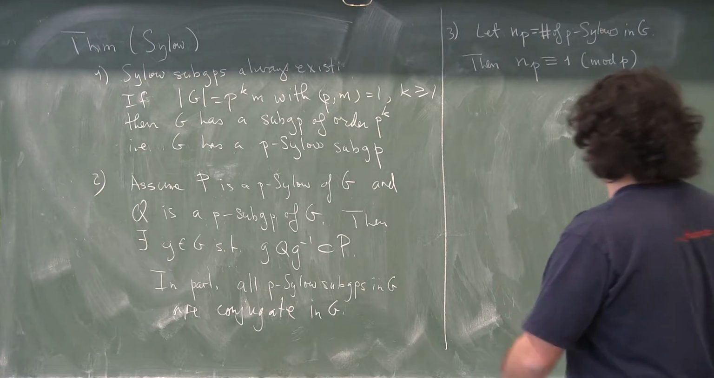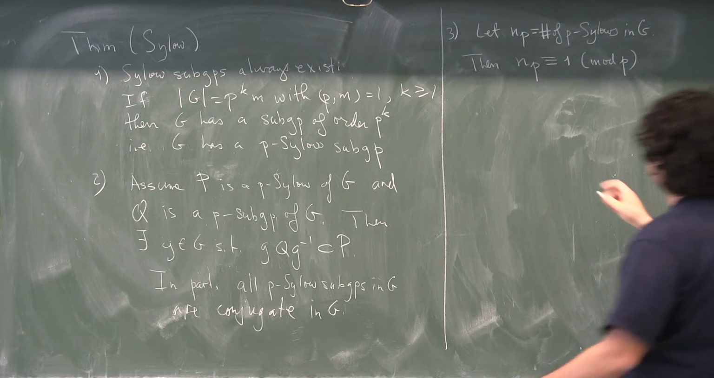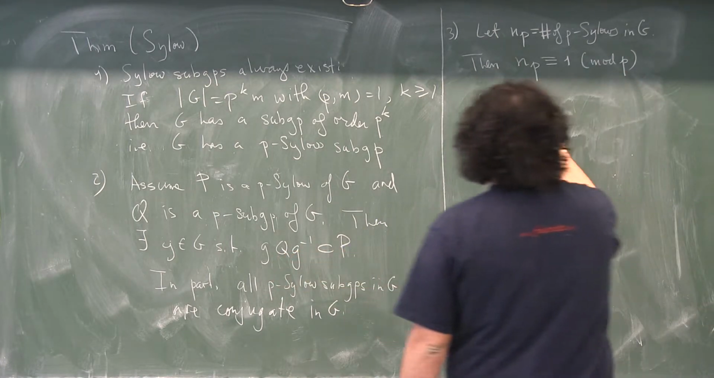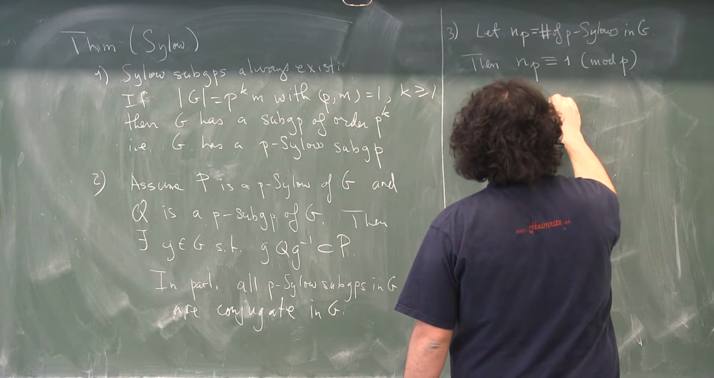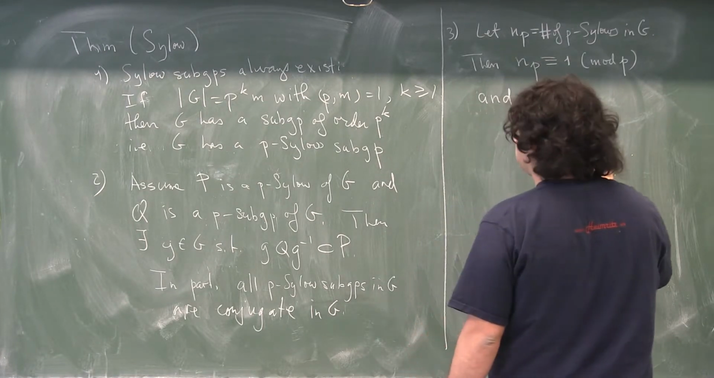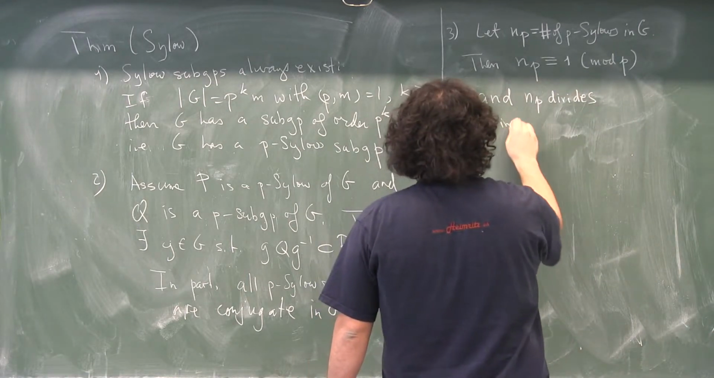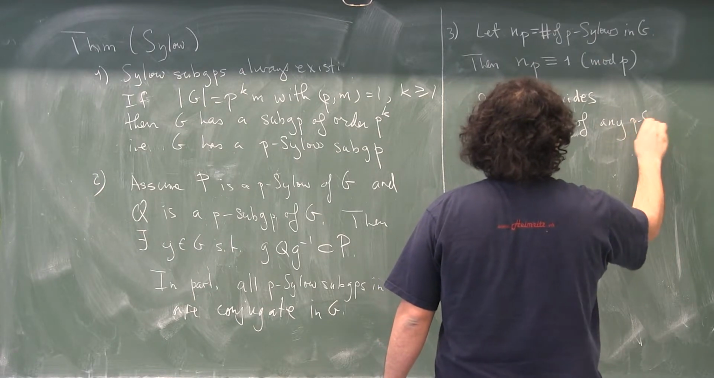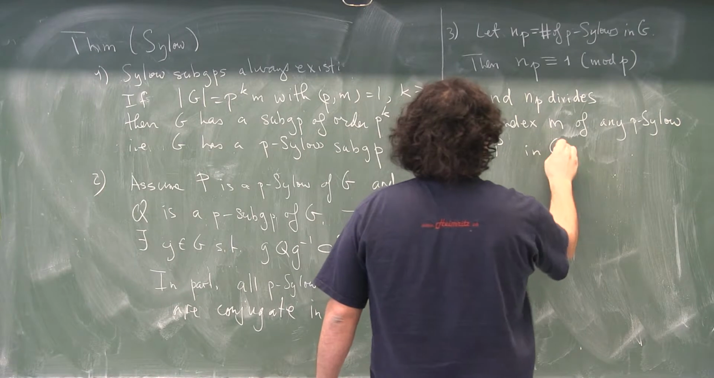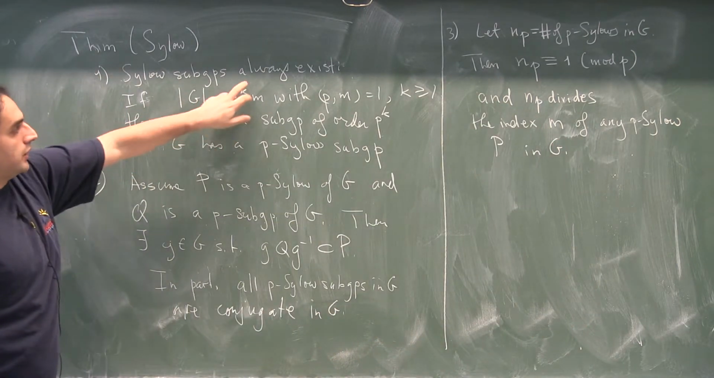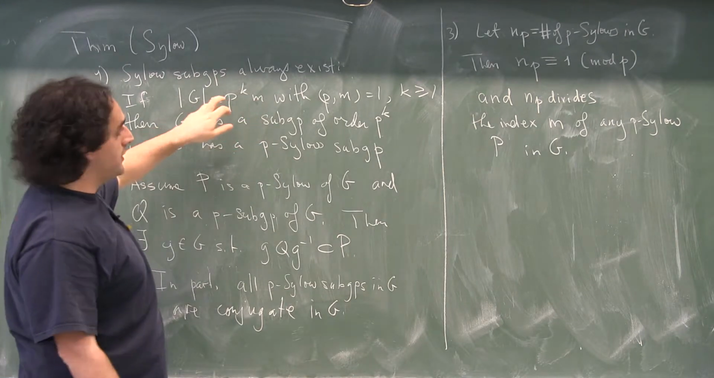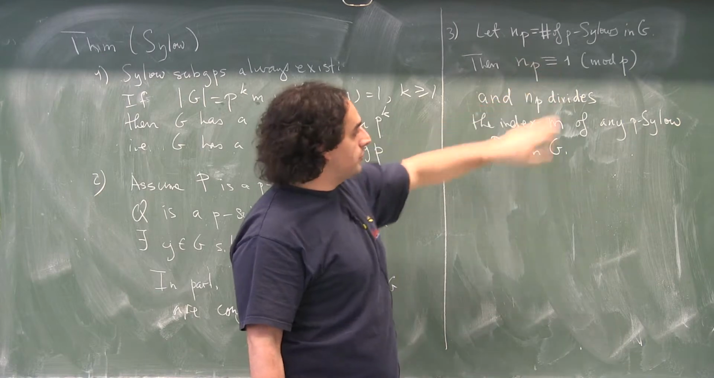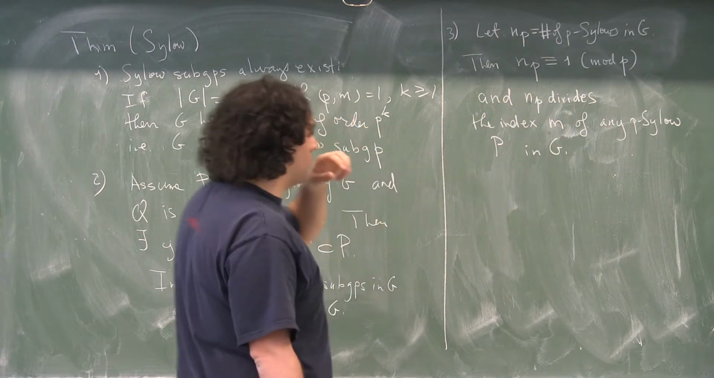And a second thing to complement this, which by now follows from part 2, is that NP divides the index M of any P Sylow P in G. So we were writing the order of G as P to the K times M. A P Sylow by definition has order P to the K. That means that its index in G is M. I'm saying that this number NP, in addition to being 1 mod P, also divides M.